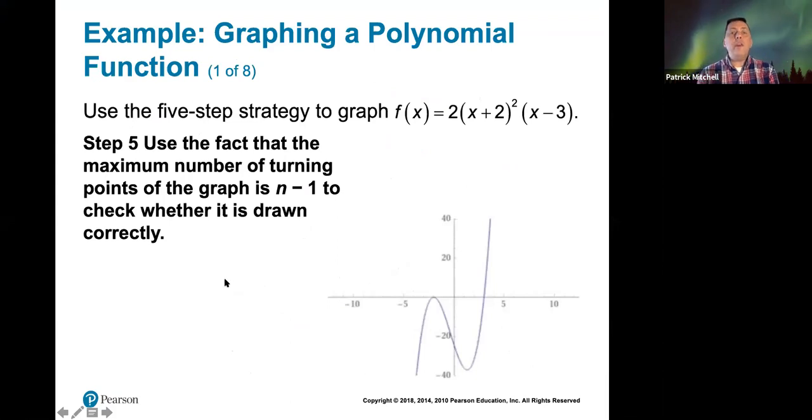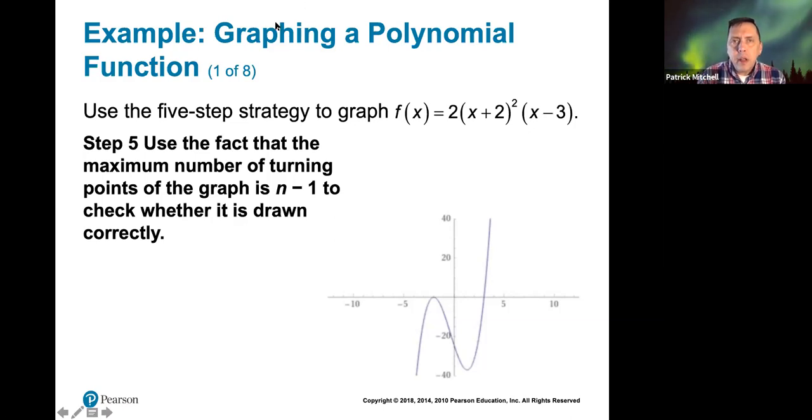Okay, so using the fact that the maximum number of turning points is n minus 1, because this polynomial has degree 3, that means the maximum possible number of turning points is 2. If I drew my graph and it had any more than 2 turning points, that means something's wrong. So I've gone ahead and shown you the graph here. This is what it looks like.